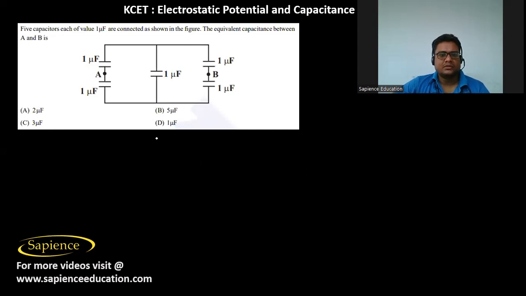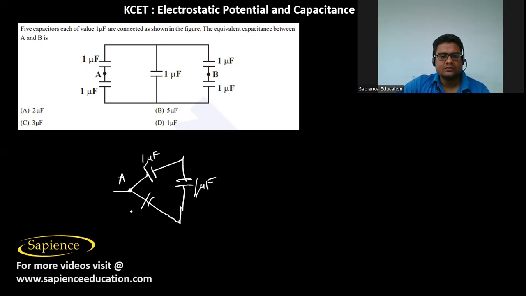Then here it has been told that 5 capacitors of 1 farad are connected as shown in the figure. The equivalent capacitance between A and B is. So here also one Wheatstone bridge kind of thing has been formed. Here you can see this is the capacitor 1 microfarad, here also 1 microfarad, and again here 1 microfarad. This is also 1 microfarad, and this is also 1 microfarad.